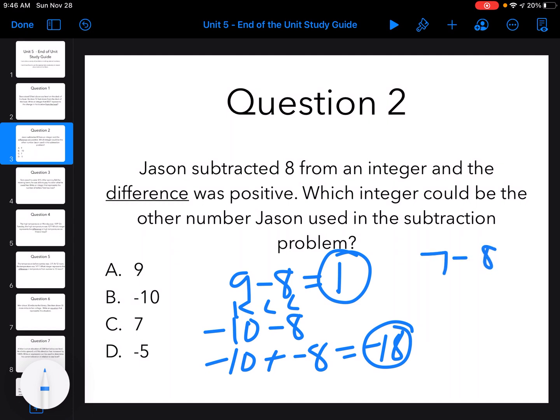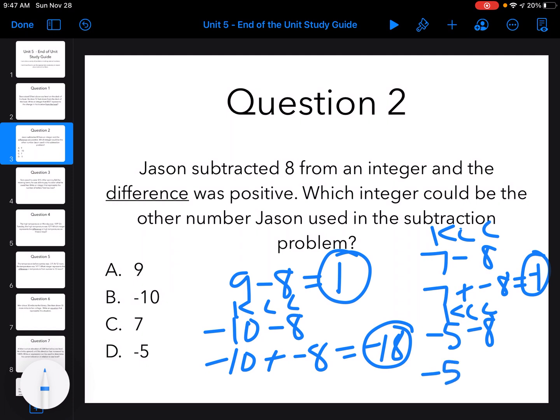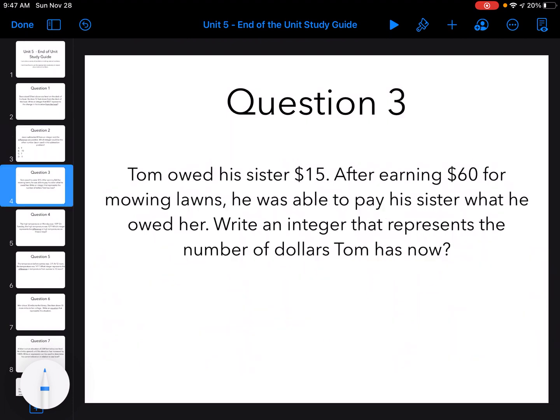7 minus 8. Keep, change. 7 plus negative 8 would be a negative 1. Then we've got negative 5 minus 8. Keep, change. Negative 5 plus negative 8 equals negative 13. So A had to be the correct answer.